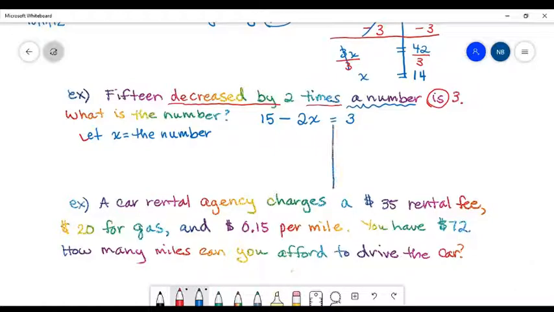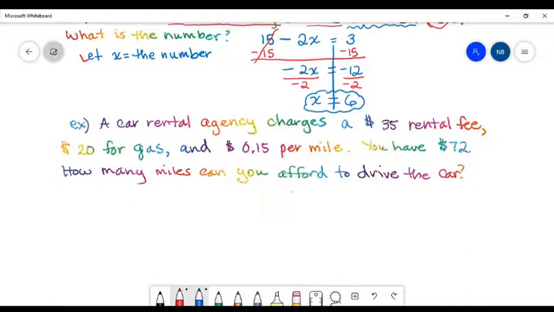This is a two-step equation. I'm going to zero out the 15 first. 15 minus 15 is 0. Recopy the negative 2x equals 3 minus 15 is negative 12. I need to make a 1 in front of the x, so I divide both sides by negative 2 because negative 2 divided by negative 2 is 1. X equals negative 12 divided by negative 2 is positive 6. So the original number here was 6.